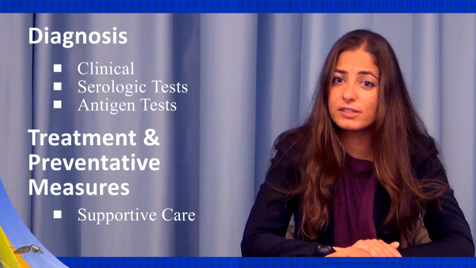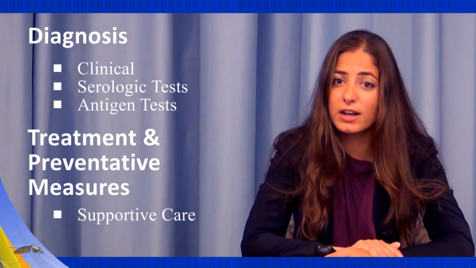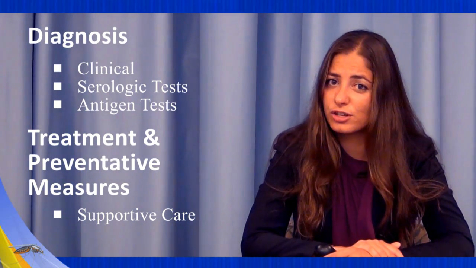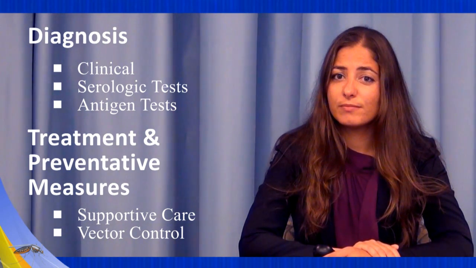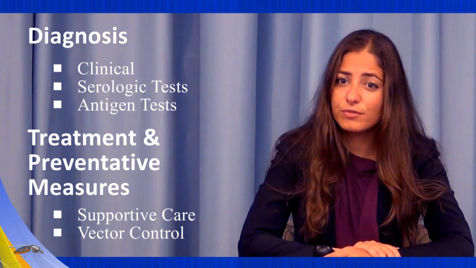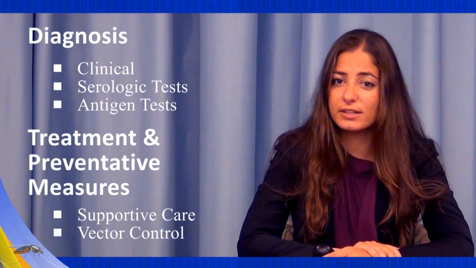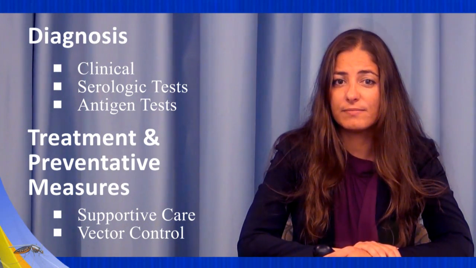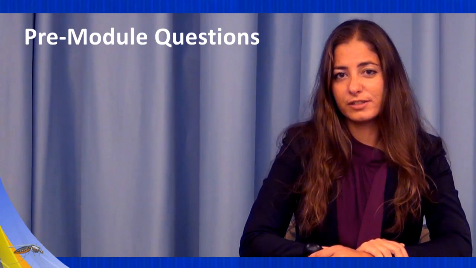Treatment of dengue fever is supportive care, particularly with volume repletion and blood products should plasma leakage syndrome or hemorrhagic manifestations occur. Vector control is the most effective preventative measure available against dengue fever, which includes protective clothing, insect repellent, and targeting mosquito breeding sites. No vaccine against dengue fever is available at this time. Let us turn now to our pre-module questions and see what we have learned.